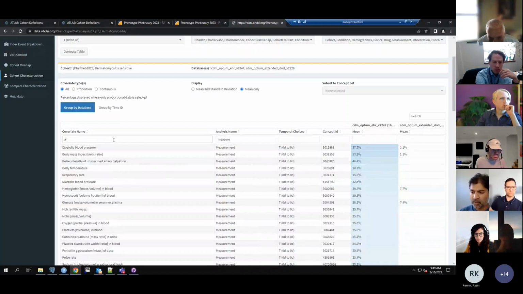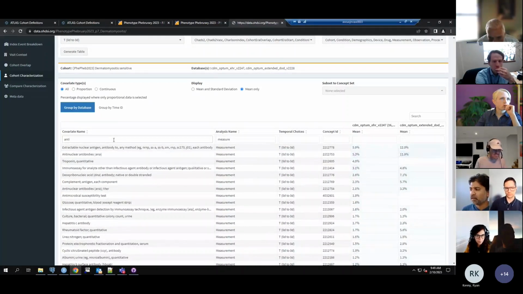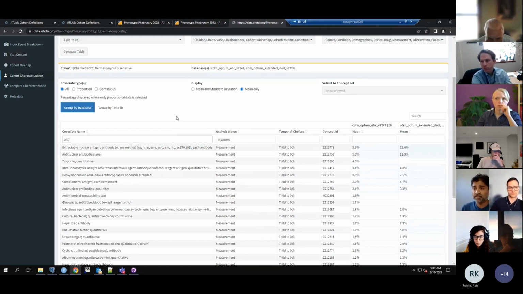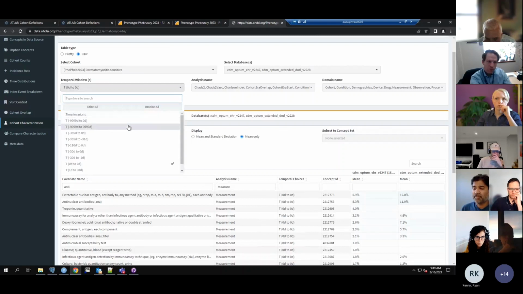So right now if I just search a generic antibody, I see these tests, and I don't know what these tests are. Extranuclear antigen antibody, and about 12% in one data source had it on the day of diagnosis, which I think is much higher than what you would expect in other diseases. So that's pretty promising.